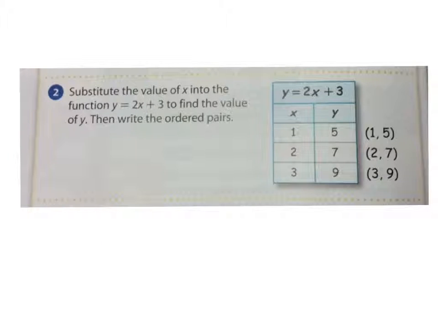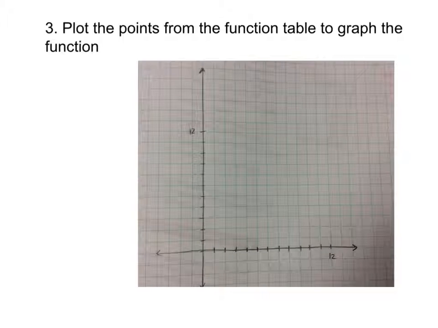Do you guys see how they came up with these ordered pairs? Turn and talk to your partner. You need to plot the points from the function table to graph the function. So what was the first point? What's our first ordered pair? Andre? The first ordered pair is 1, 5. Okay, so 1, and then 1, 2, 3, 4, 5. Is that 1, 5? Yeah. Okay, so make sure you draw yourself a coordinate graph so you can graph it as well. I'll give you a minute.